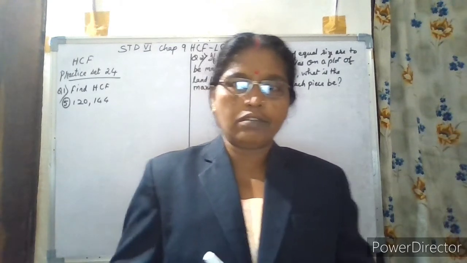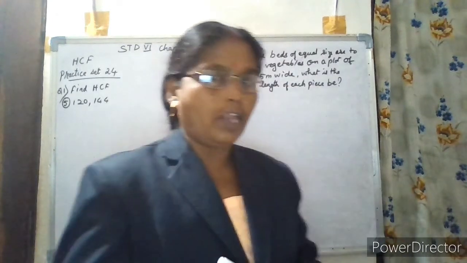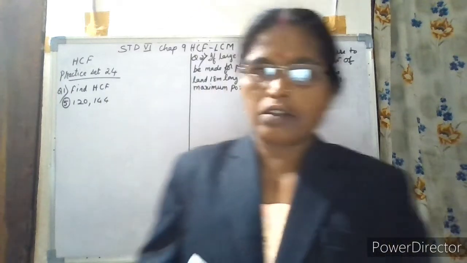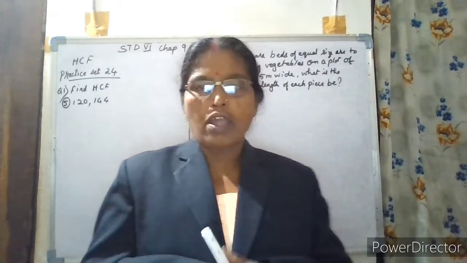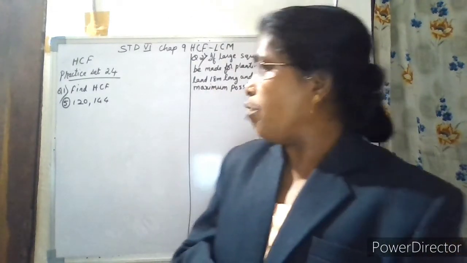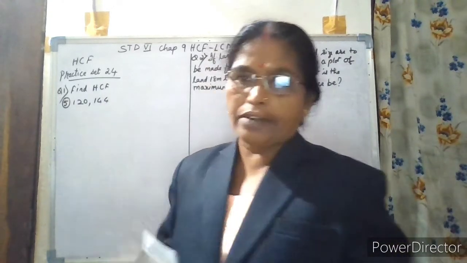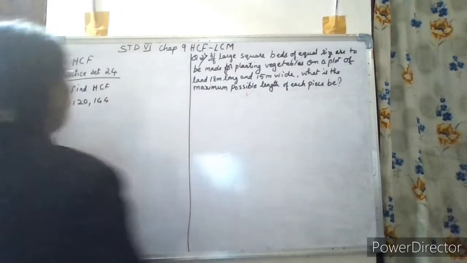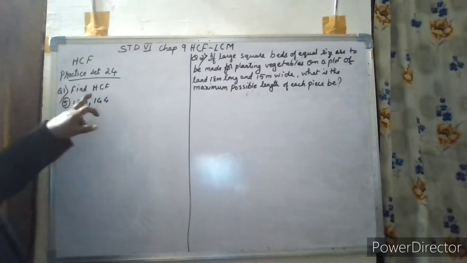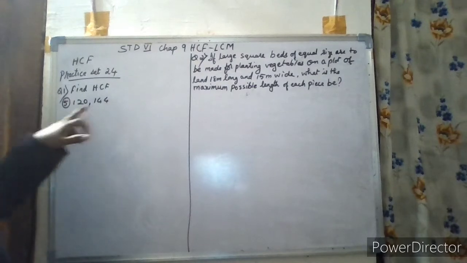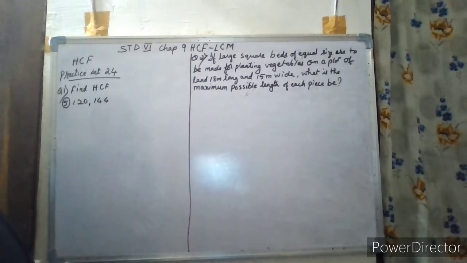Good morning, students. Today we are going to again learn HCF and a few word problems based on HCF. Now, the HCF, that is the highest common factor, of 120 and 144. This is from Practice Set 24, question number 1. The fifth one, the remaining ones, you have to do as homework.